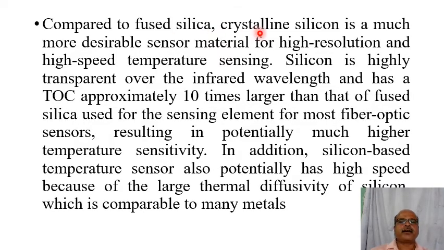Compared to fused silica, crystalline silicon is a much more desirable sensor material for high resolution and high speed temperature sensing. Silicon is highly transparent over the infrared wavelength and has a thermo-optic coefficient approximately 10 times larger than that of fused silica used for the sensing element in most fiber optic sensors, resulting in a potentially much higher temperature sensitivity. In addition, the silicon-based temperature sensor also potentially has a high speed because of the large thermal diffusivity of silicon, which is comparable to many metals.